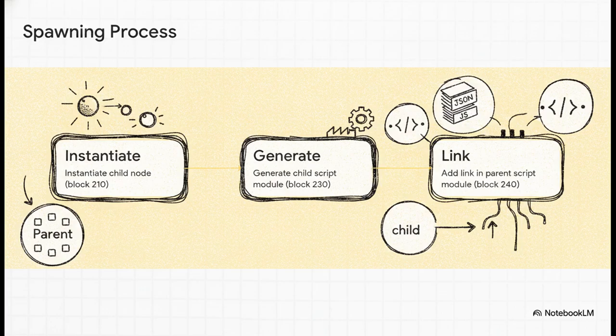Step 1. At process block 210, it instantiates a brand new child node right in the interpreter environment. Step 2. At block 230, it generates its specific script modules. It is physically creating new JSON and JS files for this child. And finally, step 3. At block 240, it creates a link back in the parent script module so the whole tree stays connected, updating the parent's child count and namespace addresses.